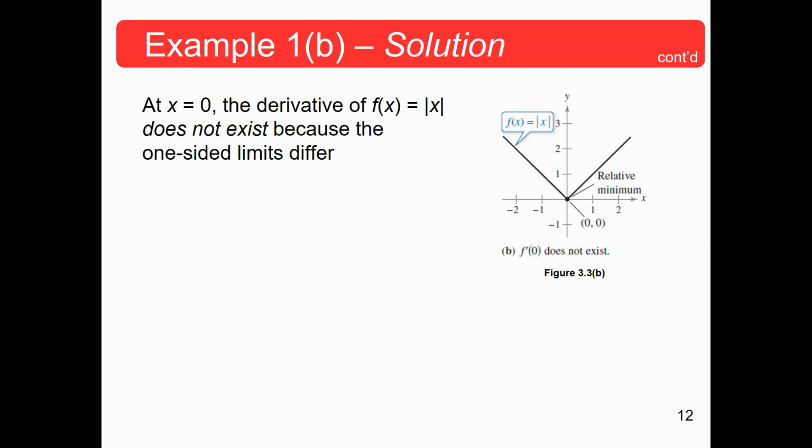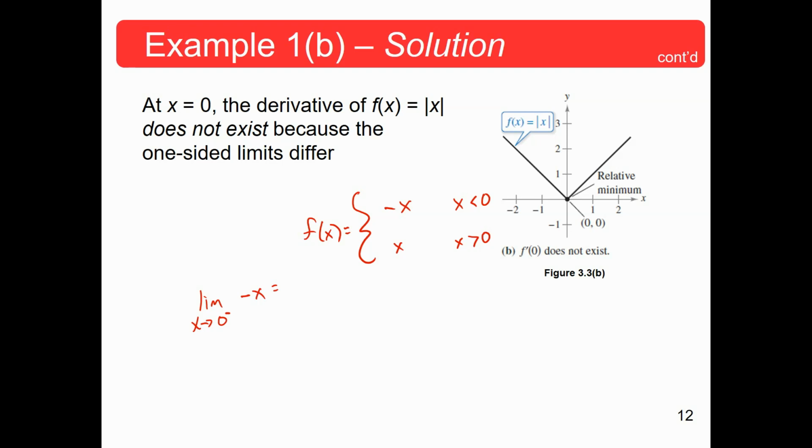Well, here we have that the derivative of f of x equals the absolute value of x doesn't exist because we can see that the one-sided limits are different, okay? So remember, we could write this as negative x when x is less than 0 and x when x is greater than 0. This is kind of the definition of f of x. So we take the limit as x approaches 0 from the left of negative x.